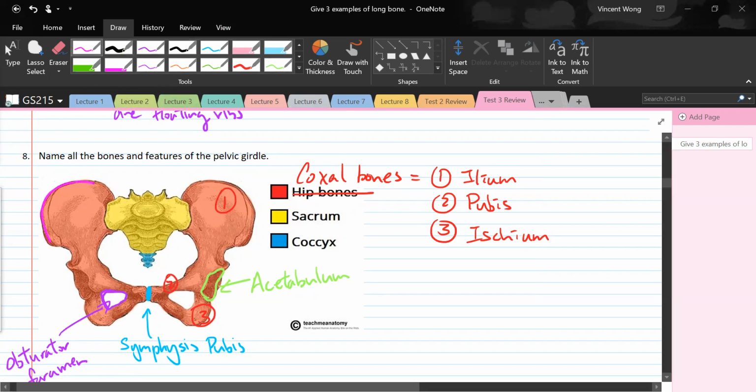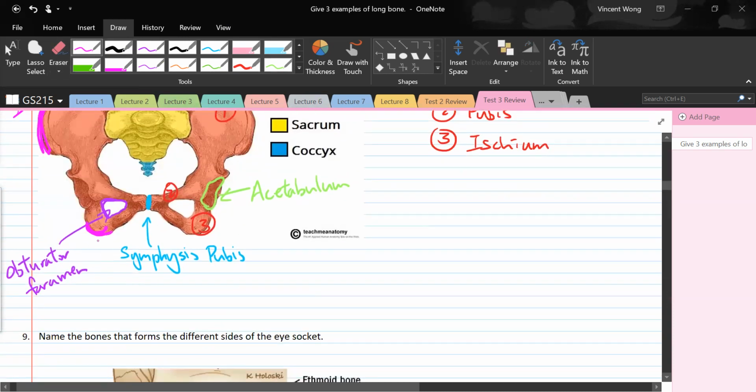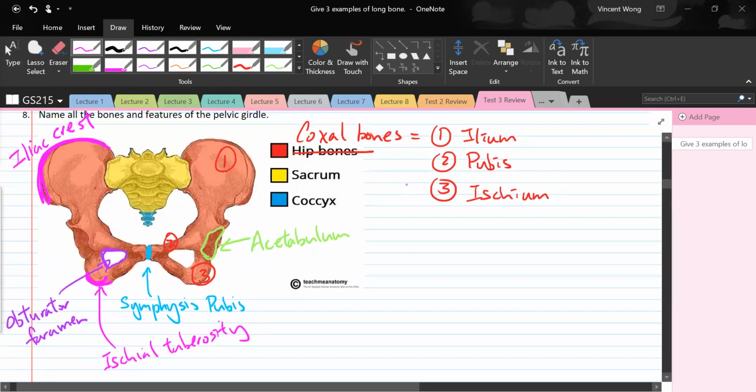There are other landmarks like the iliac crest. There is the ischial tuberosity, where we're sitting on. Okay. That's pretty much it. Do you guys have any questions?